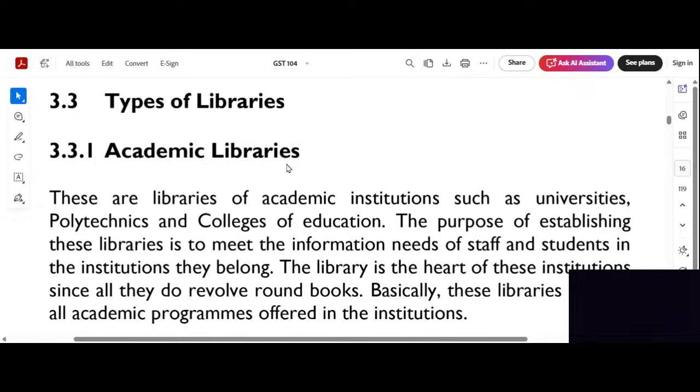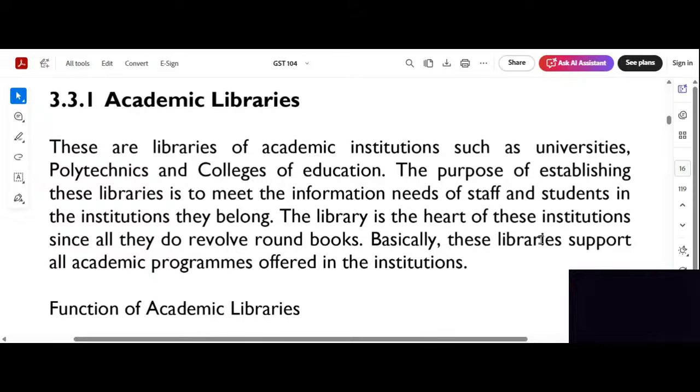So let's study them. The first type of library we'll be talking about tonight is the academic library. The academic libraries. And I want you to open your mind because there is this popular confusion that students do entertain between academic libraries and school libraries. There is a very big distinction between the two. So don't get it mixed up. We have a huge difference between academic libraries and school libraries. So open your mind as we go through the academic libraries.